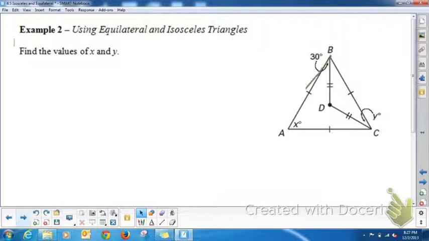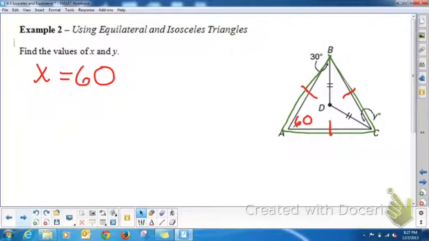We are given this larger triangle, triangle ABC, and it's marked that it's equilateral. So what do you know about all of the angles? Angle A, angle B, and angle C are all 60 degrees. So x would be 60 because 180 divided by 3 is 60. Then we have this other triangle here, BCD. Well, if we're given that this small angle is 30, and we knew the whole thing was 60, that means this piece is 30.